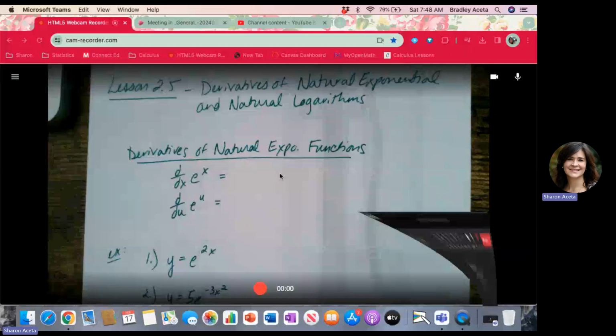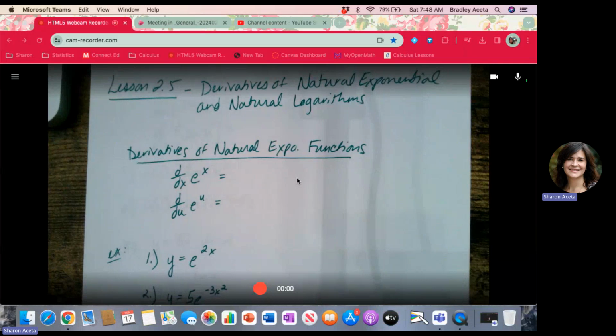Today's lesson is going to be about derivatives of natural exponential and natural logarithms. And these are kind of fun, not hard at all. I got a few examples to show you, and then we'll get started. So first is the rule for derivatives of natural exponential functions.